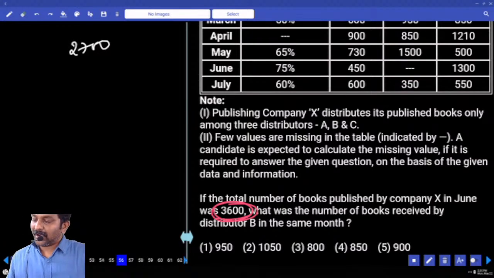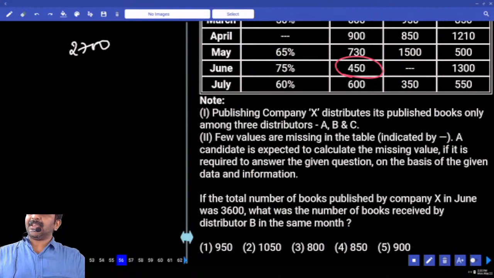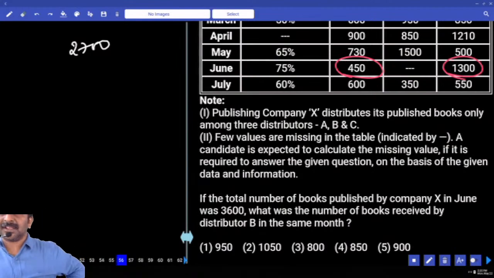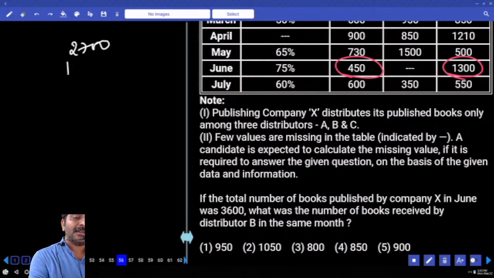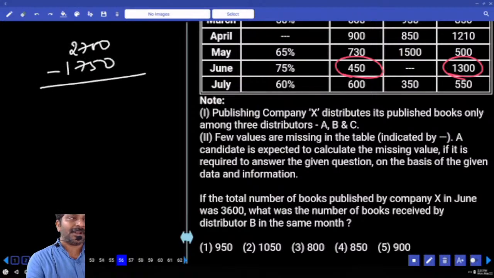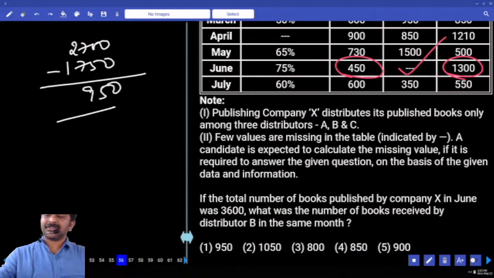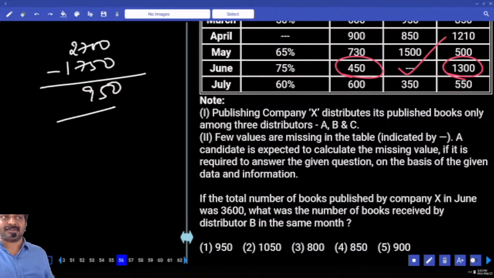Agreed? To how many sellers? 3 sellers. One received 450, the other received 1300. Both together 1750. If this is subtracted from the total distributed books, you get 950, and that's for bookseller B only. That's what the question asks.